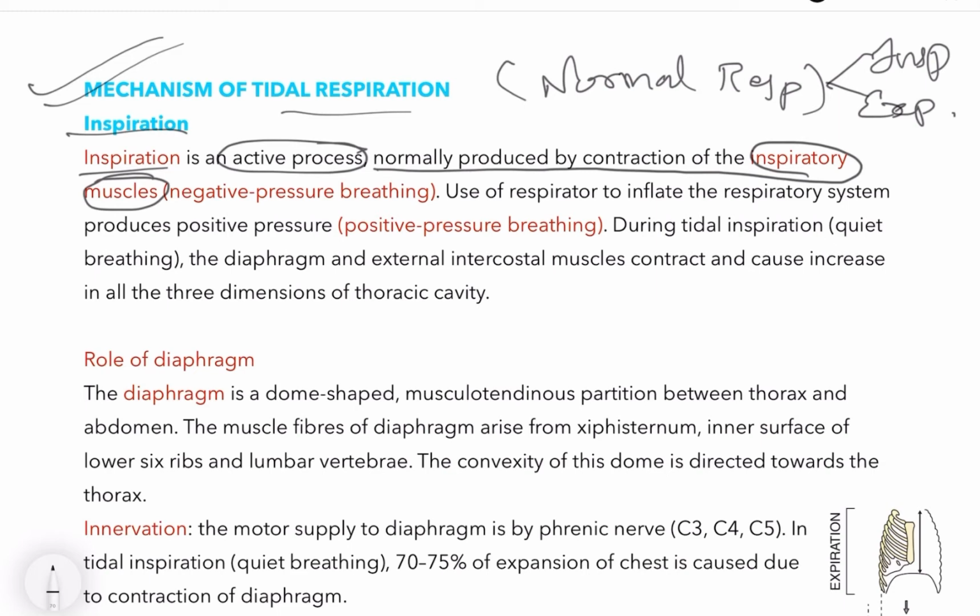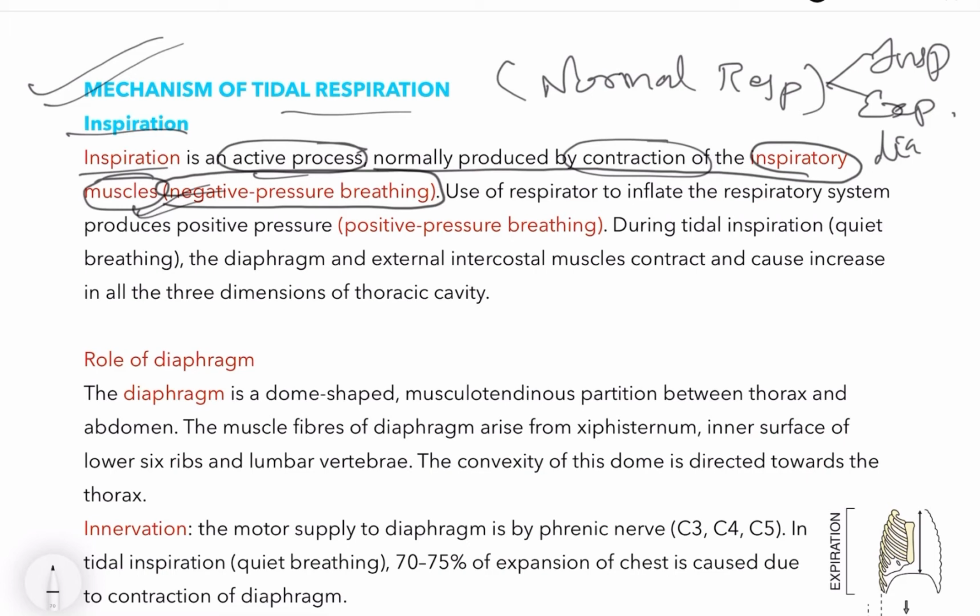Now this is done by the contraction of inspiratory muscles that are scalene, sternomastoid, serratus anterior and alae nasi. These are accessory. And if we talk about the principal respiratory muscles, then it is the diaphragm and external intercostal muscles. Now there is contraction of the respiratory muscles, that is the contraction of diaphragm and external intercostal muscles, and hence it is called negative pressure breathing. Do remember this. Why is it called negative pressure breathing?